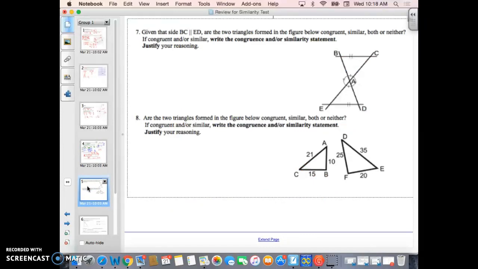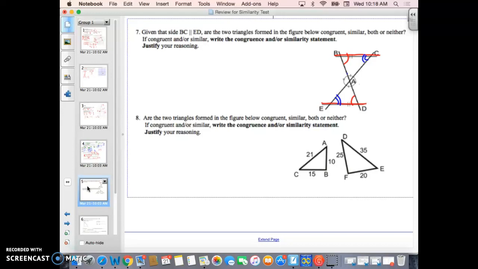Okay, here we go. Number 7. We're almost done, actually. So we know that these two, BC and ED, are parallel to each other. So that means that this angle is congruent to this angle. That also means that this angle is congruent to this angle, because alternate interior angles are congruent. We also know that the angles in the middle are congruent because of the vertical angles theorem.